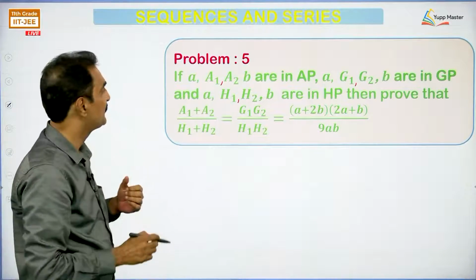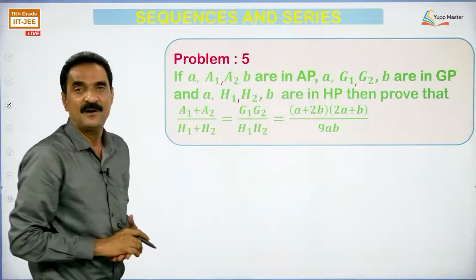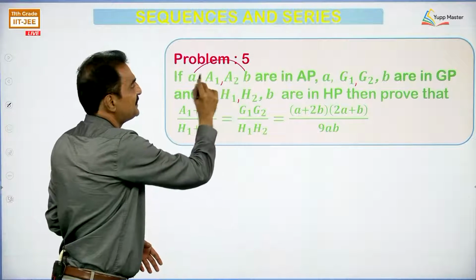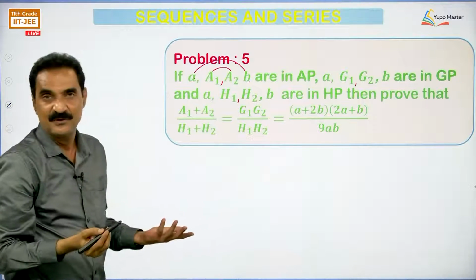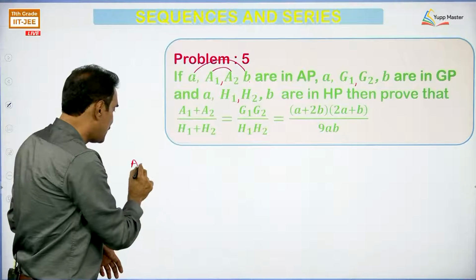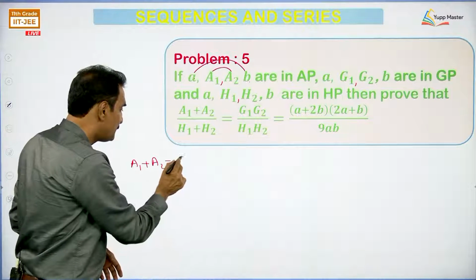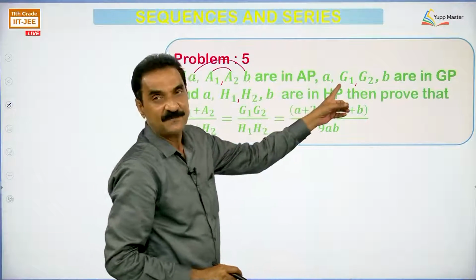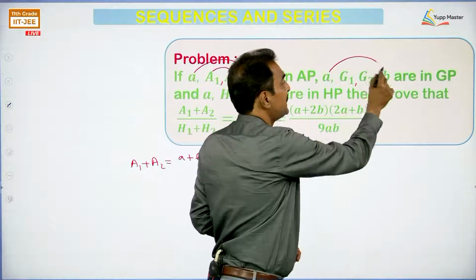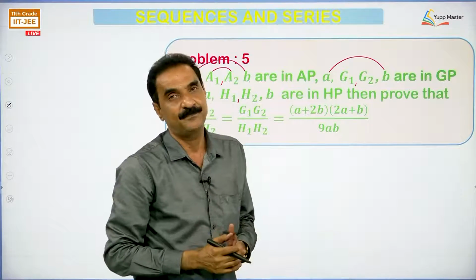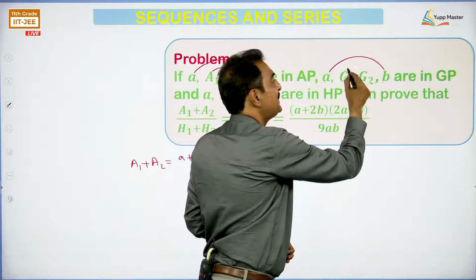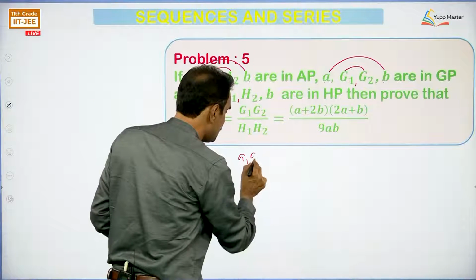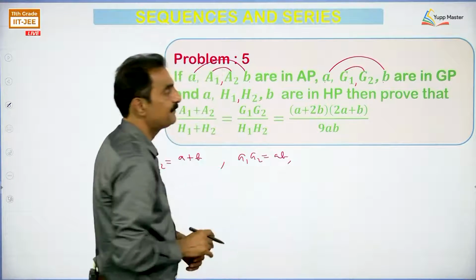First, let us use the property of arithmetic progression. If this is AP, then first term plus last term, A plus B, will be equal to A1 plus A2. So A1 plus A2 will be equal to A plus B. Alright. What is the property of GP? The product of the terms equidistant from left and right will be the same. So A into B will be equal to G1 into G2. So G1 G2 is equal to AB.